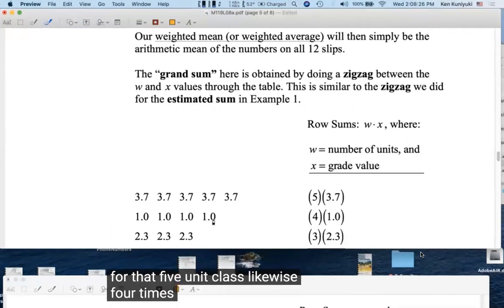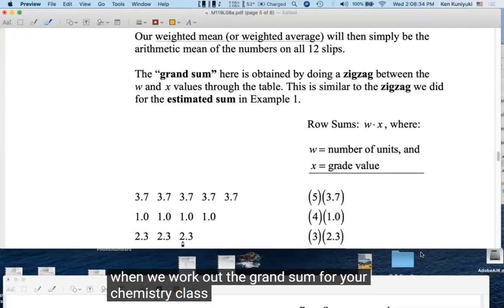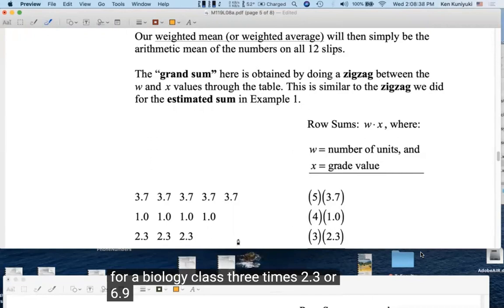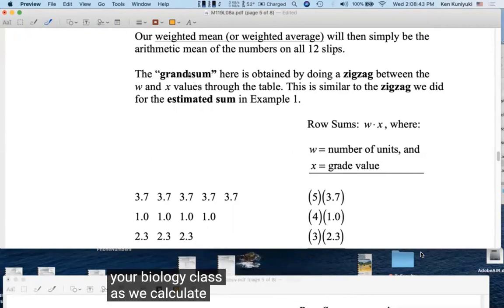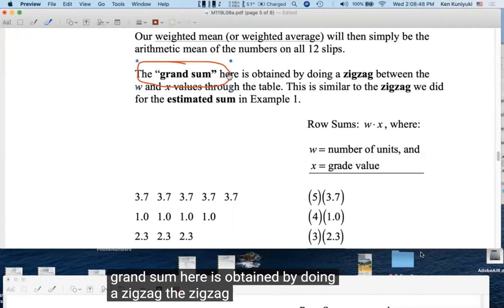Likewise, 4 times 1, that's a total of 4 grade points in this scheme when we work out the grand sum for your chemistry class. For your biology class, 3 times 2.3 or 6.9, those are your total grade points from your biology class as we calculate the grand sum. So the grand sum here is obtained by doing a zigzag.